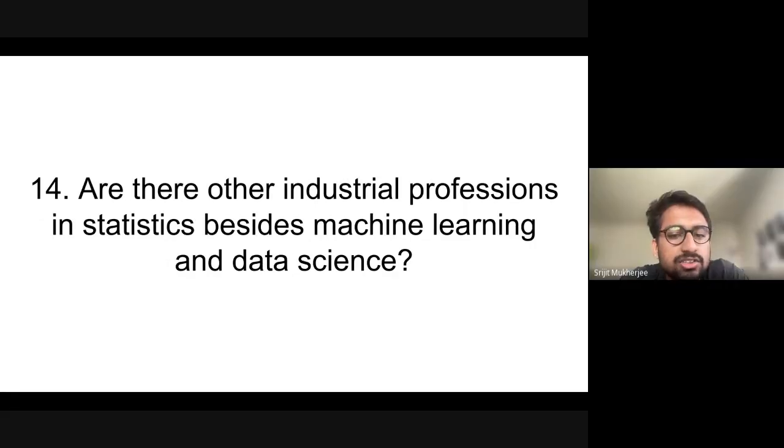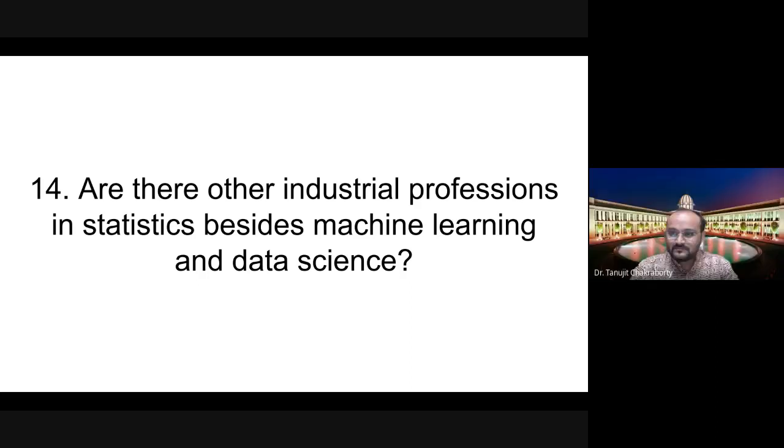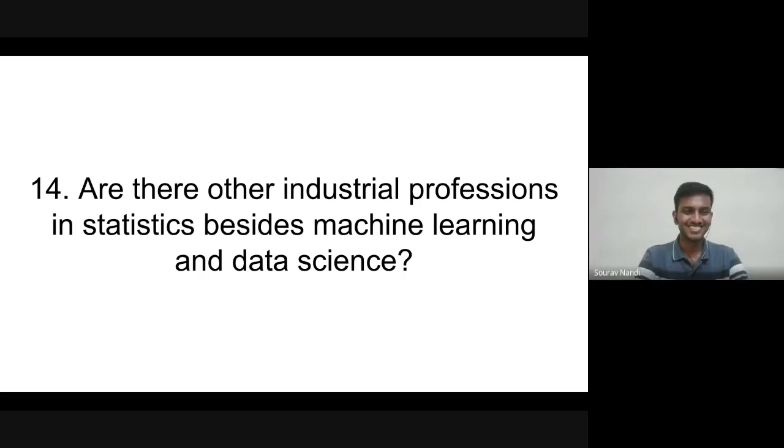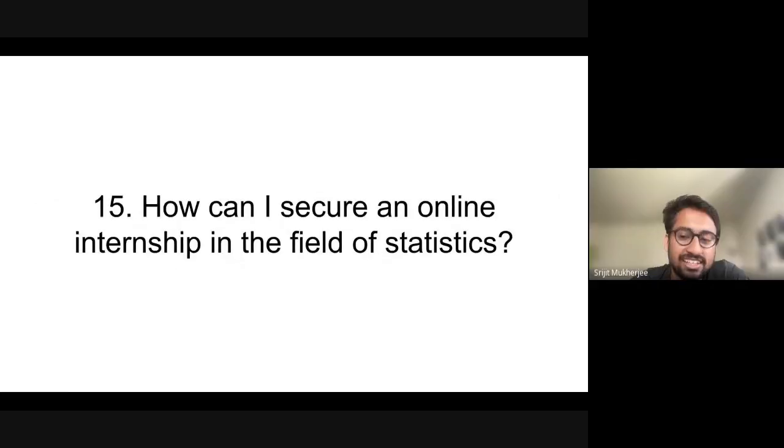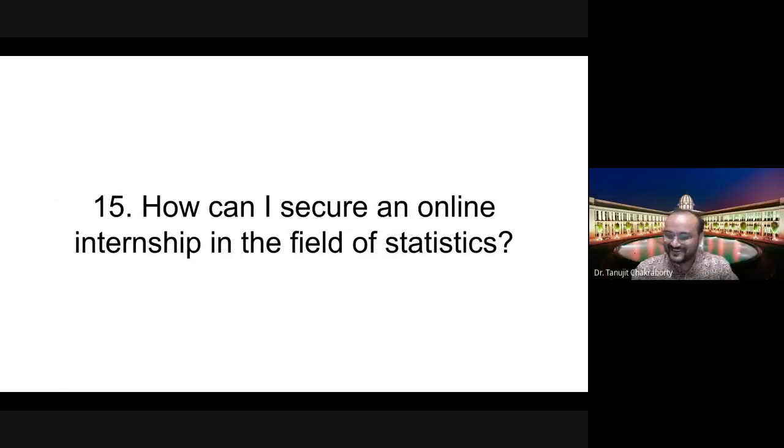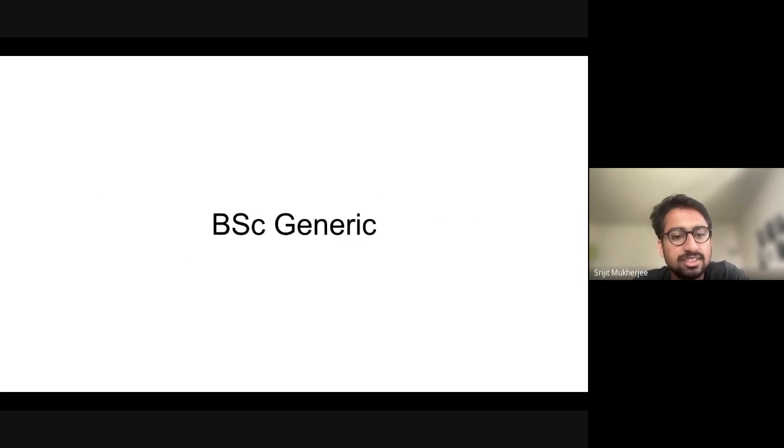Are there other industrial professions in statistics besides machine learning? Tanujit covered a lot of examples, which I just told you. Yes, biostatisticians, environmental statisticians, ecologists, epidemiologists, and every sector has its own statistician. I think we have discussed this already. How can I secure an internship in the field of statistics?